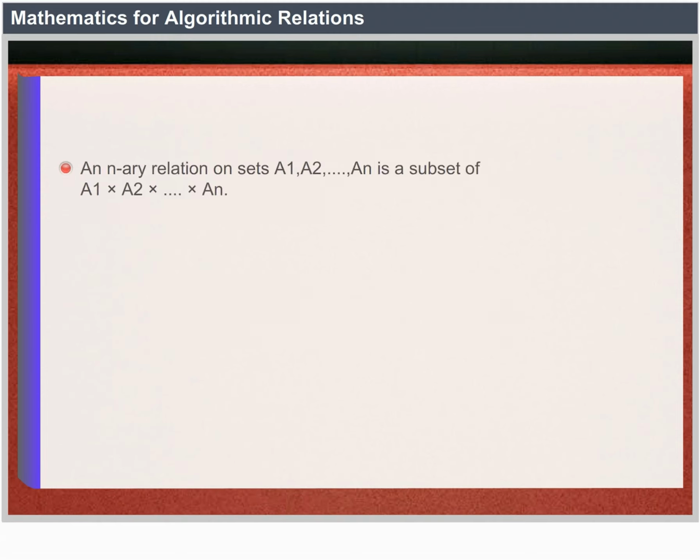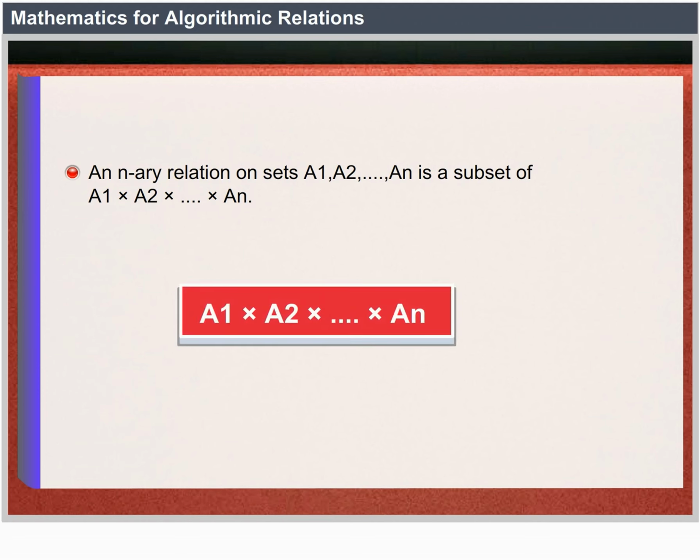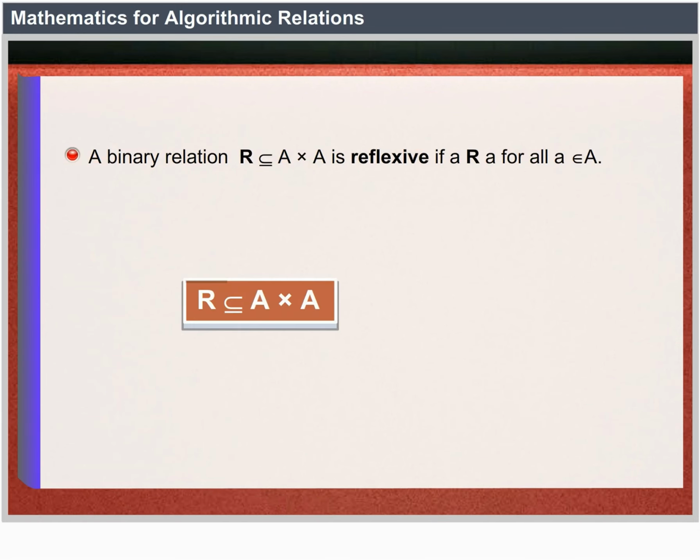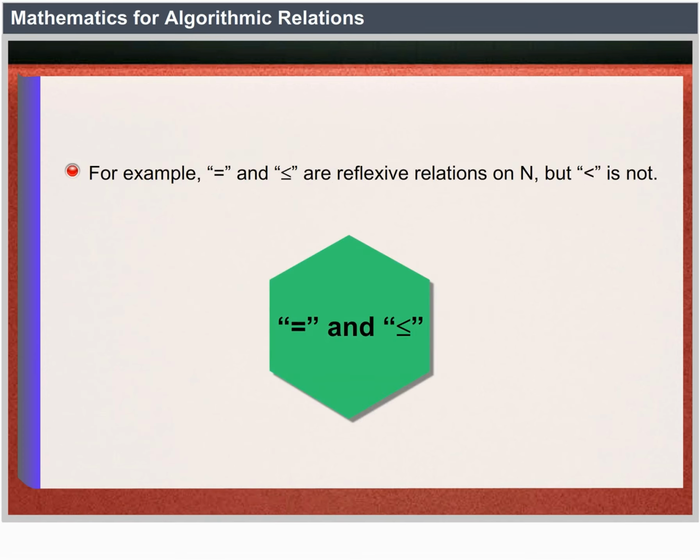An n-ary relation on sets A1, A2, up to An is a subset of A1 cross A2 cross up to An. A binary relation R, a subset of A cross A, is reflexive if aRa for all a belongs to set A. For example, equals and less than or equal to are reflexive relations on N, but less than is not.